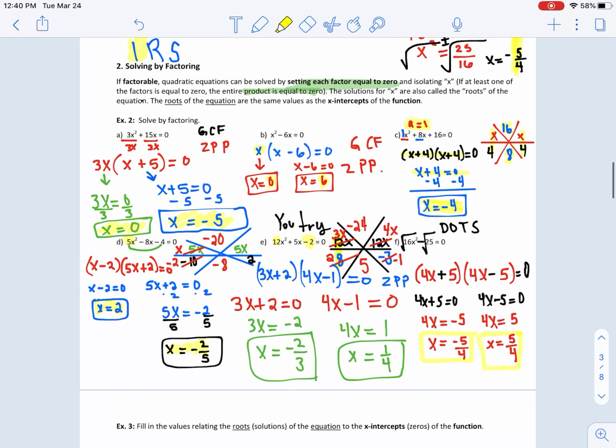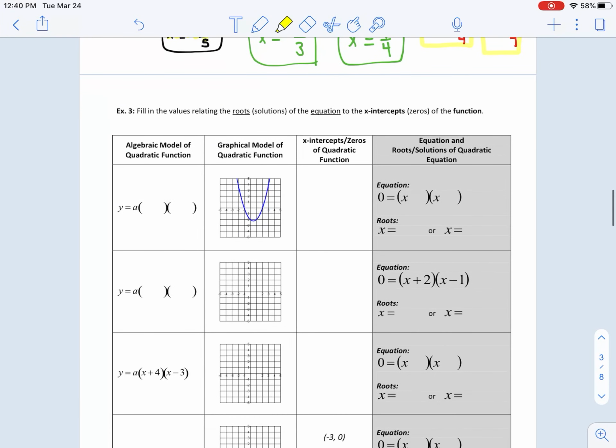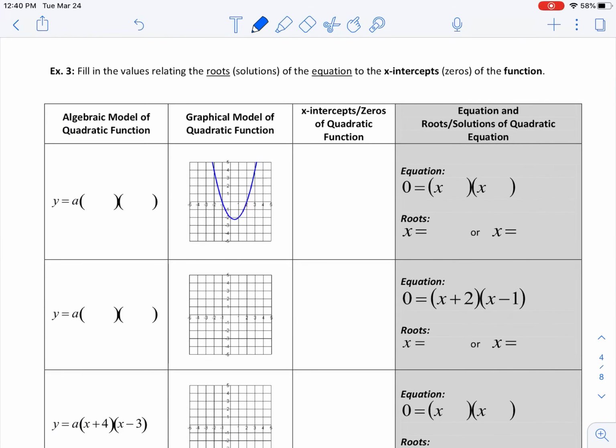All right, so that's what we did together. I told you guys that I'm going to go ahead and create video notes on more about factored form and graphing from factored form. It's really the same as standard form, but less work.